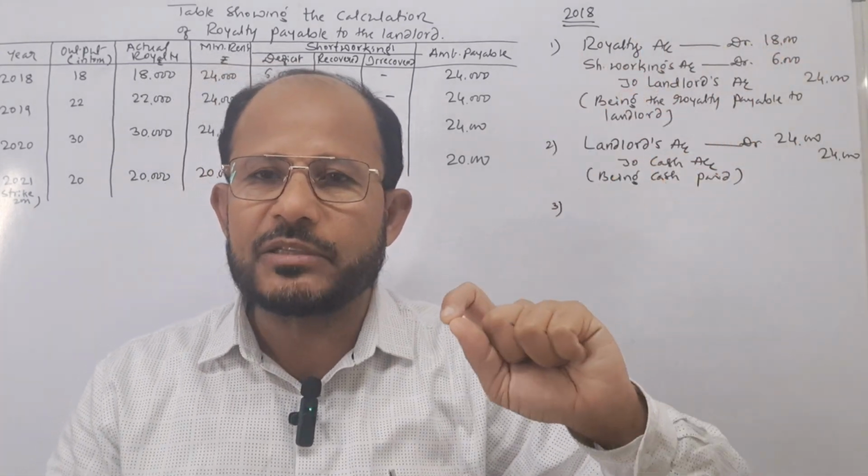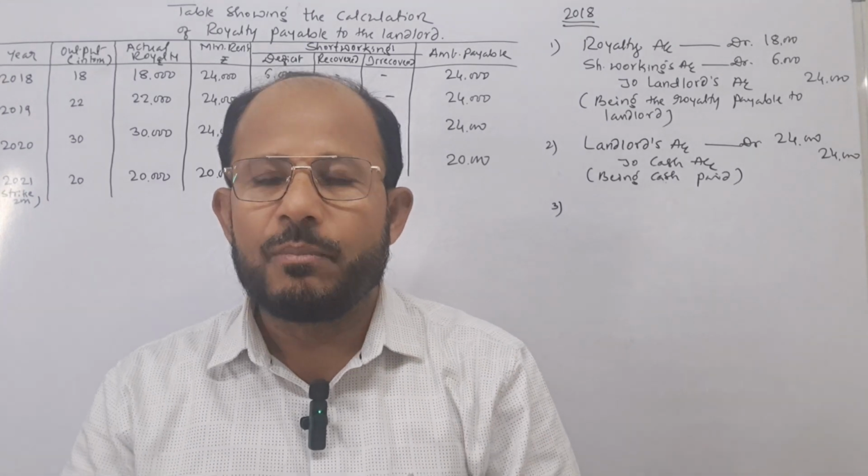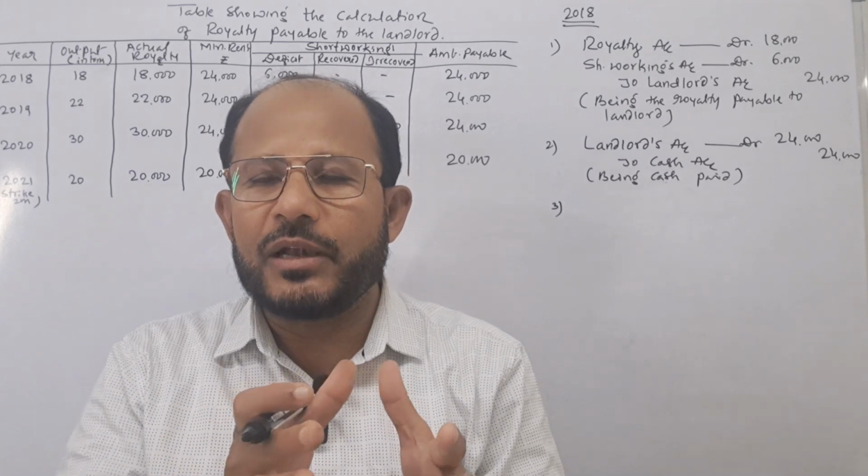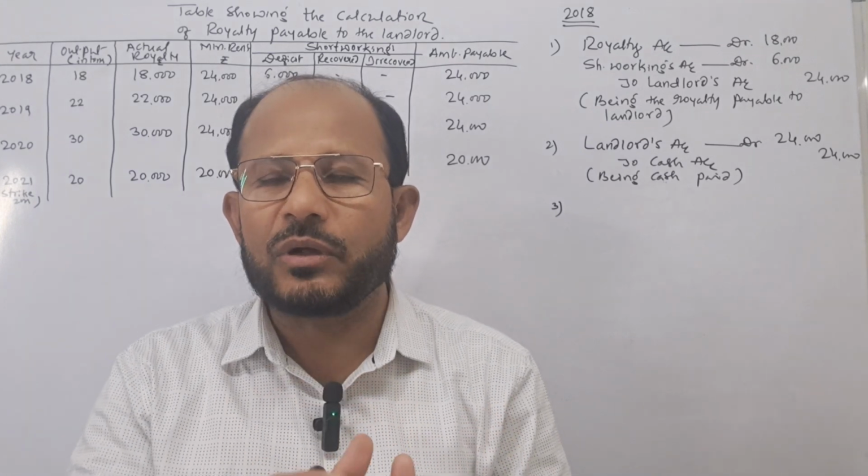Therefore, that amount is a charge to the profit and loss account. Because of that reason, what do we have to do? We have to debit the amount of royalty to the profit and loss account of that company.